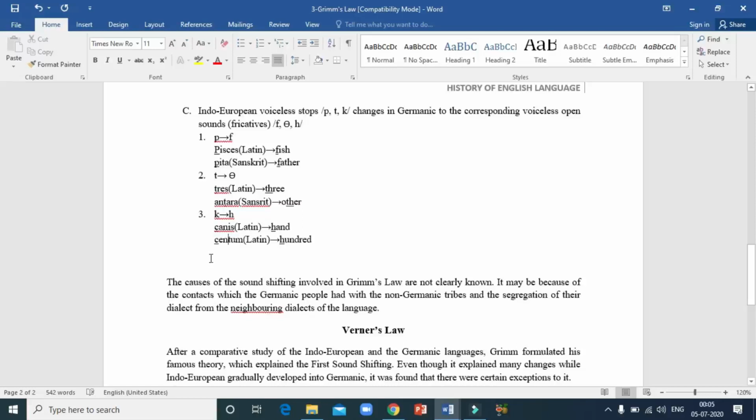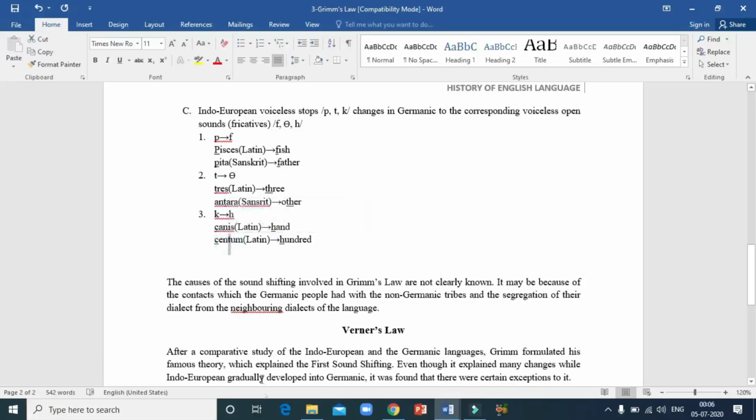It was Verner who discovered that there is a condition for the things said in Grimm's law to happen. What Verner said is that for the changes stated in Grimm's law to happen, the stress should fall on the syllable immediately preceding the sound in question. So Verner discovered that in order for the changes Grimm said should take place, the stress should fall on the preceding syllable of the sound in question. Otherwise, this change will not happen.